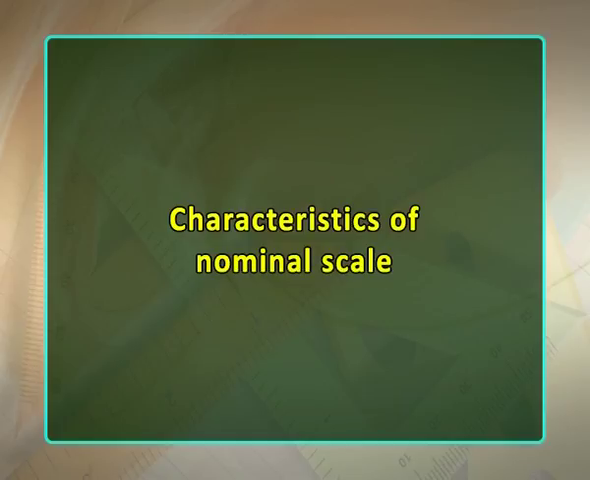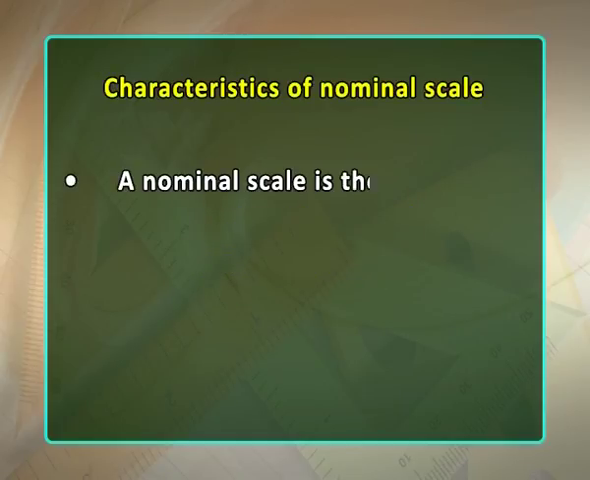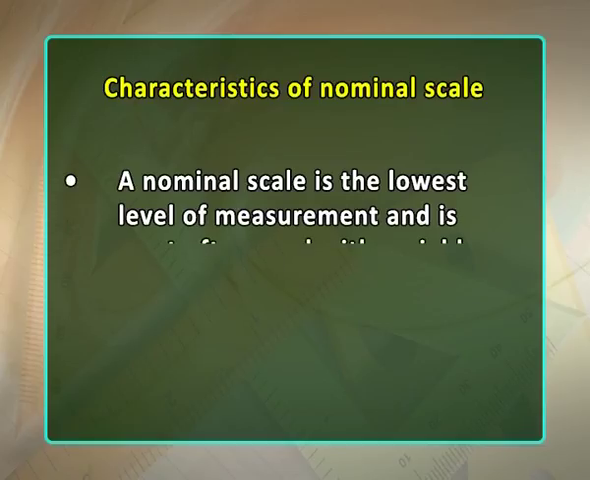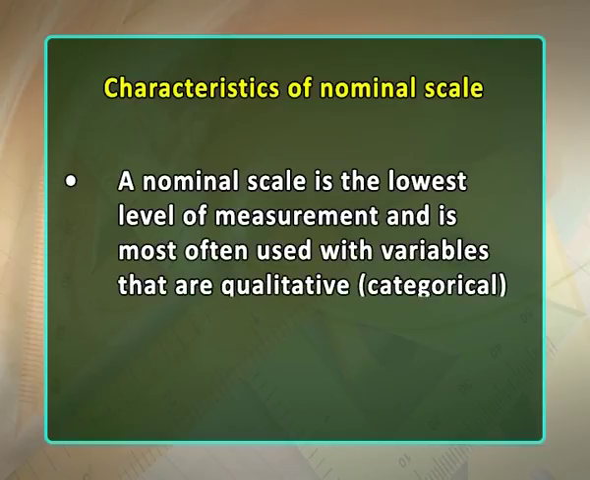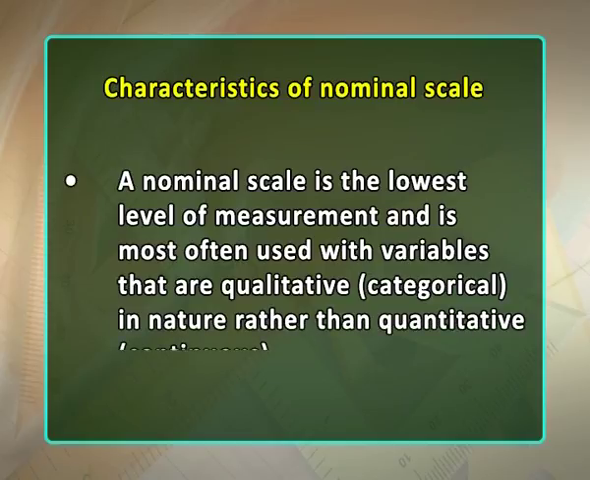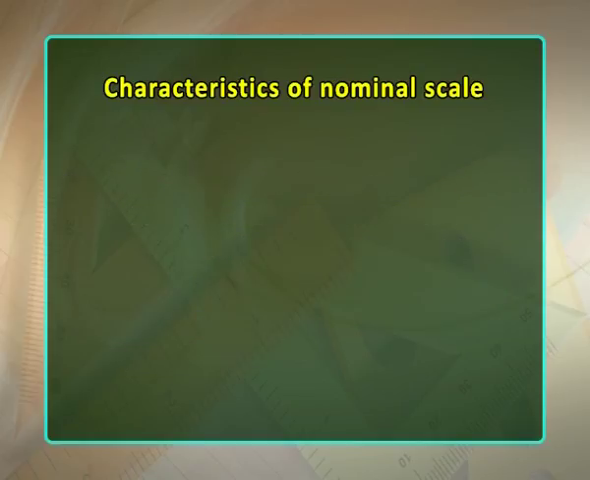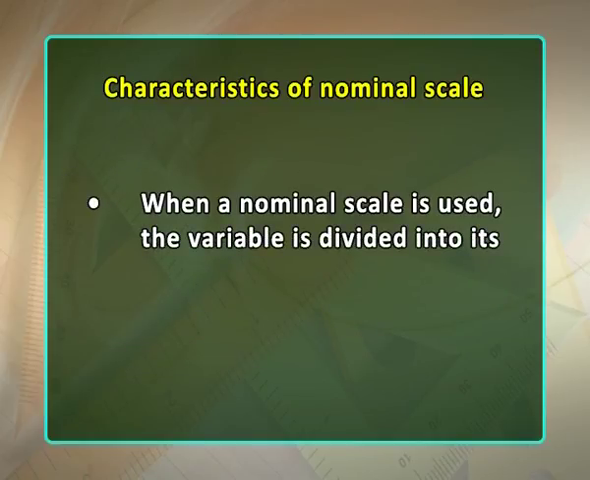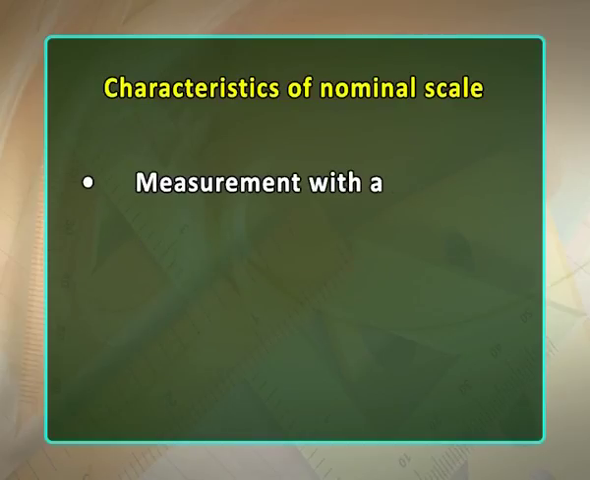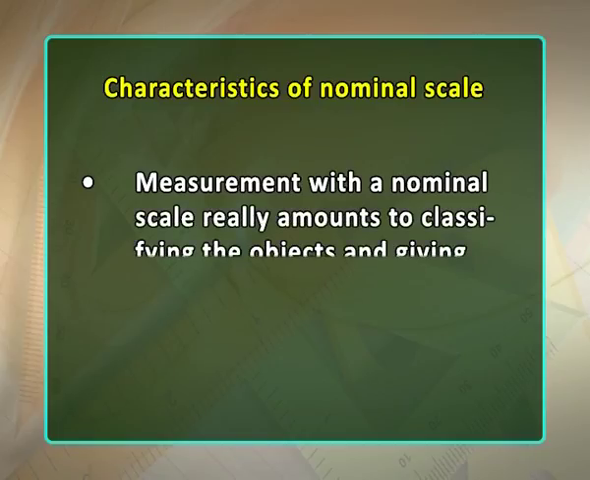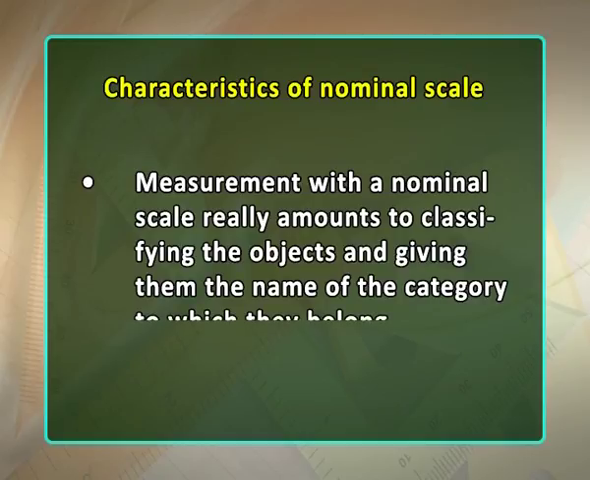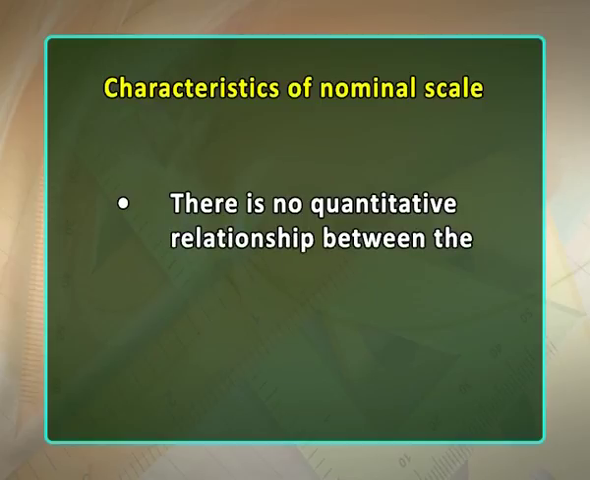Now let us discuss characteristics of nominal scale. First, a nominal scale is the lowest level of measurement and is most often used with variables that are qualitative, that is categorical in nature, rather than quantitative, that is continuous. Second, when a nominal scale is used, the variable is divided into its several categories. Third, measurement with the nominal scale really amounts to classifying the objects and giving them the name of the category to which they belong. And fourth, there is no quantitative relationship between the categories.